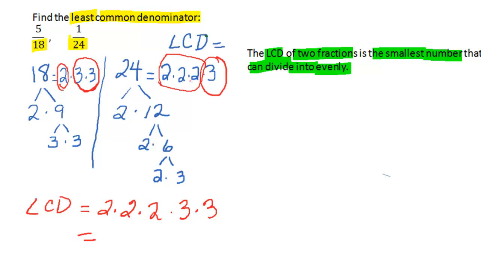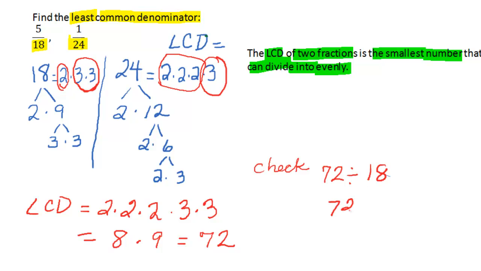Okay, so there's our LCD. We took the three 2's from the 24, and we took the two 3's from the 18. And now when you multiply all those together, 2 times 2 times 2 is 8. And then 8 times 9 is 72. So the least common denominator of 18 and 24 is 72. Now check. Does 18 divide into 72? Does 24 divide into 72? Well, yes it does. 72 divided by 18 is 4. And 72 divided by 24 is equal to 3.